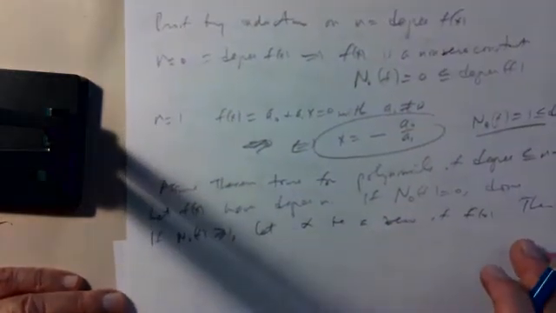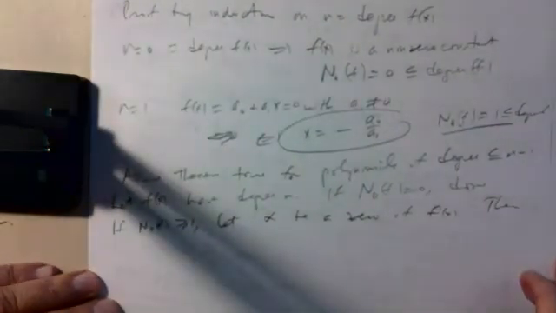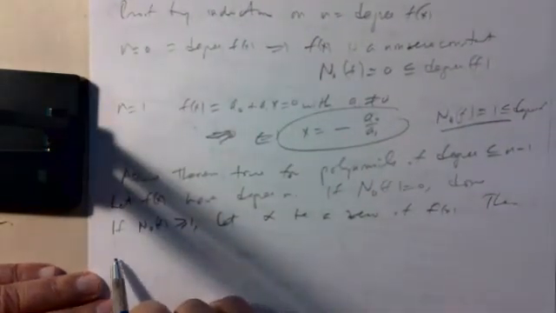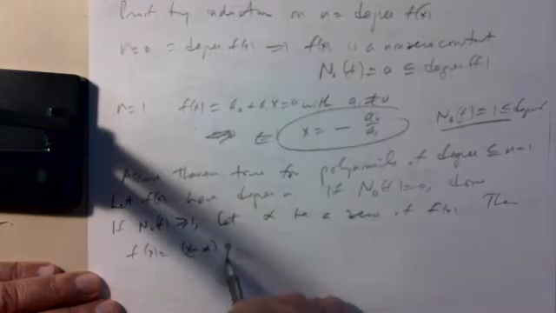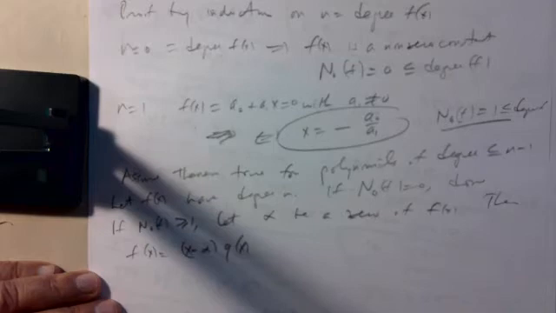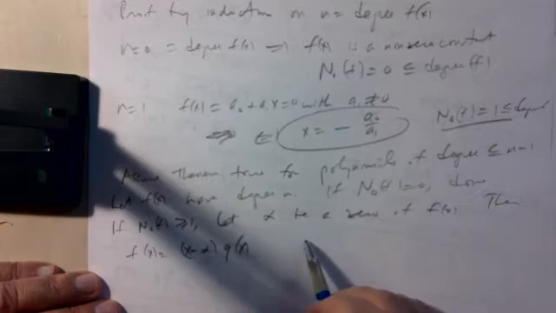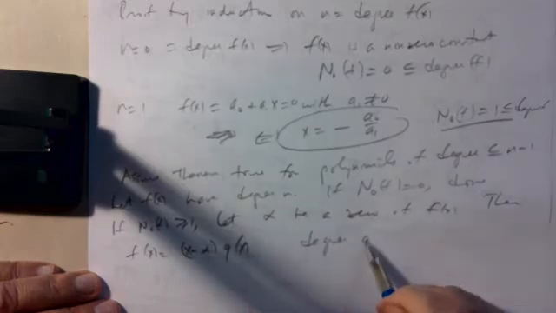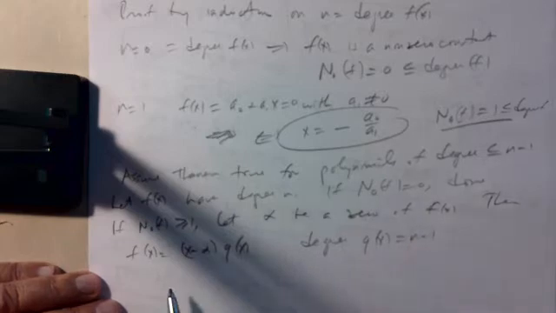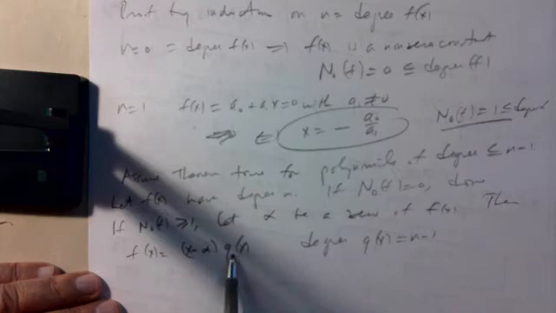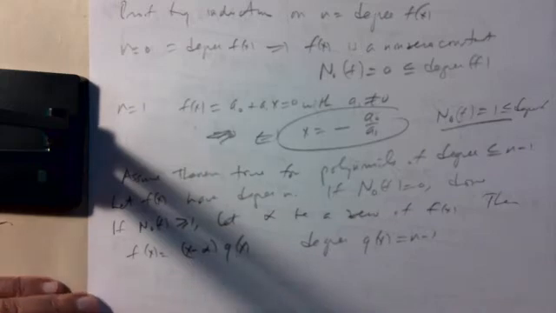So then we know that x minus alpha divides f. So f of x is x minus alpha times q of x for some polynomial q. And the degree of q of x is n minus 1, because f has degree n. This is degree 1, so this has to have degree n minus 1.